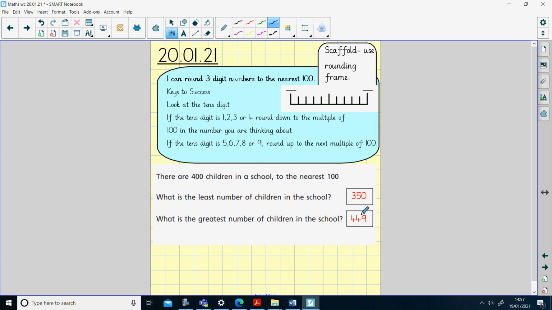So the least number of children would be 350 and the most number of children would be 449. As soon as we go over 449, we get to 450, that would round up to 500. Well done if you got that correct.